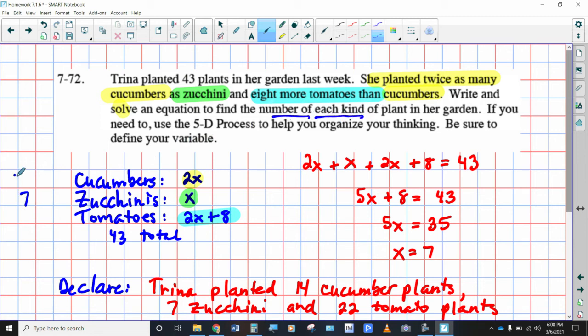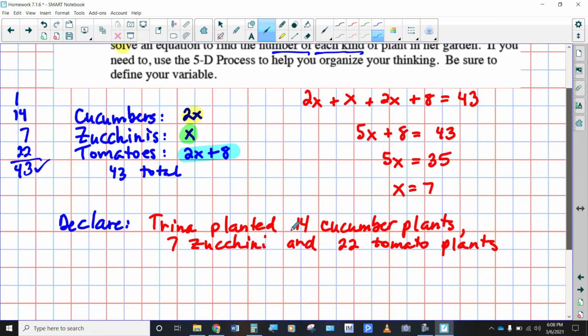So if that's 7, this is 14, and this must be 8 more than 14, which is 22. So when we add them all together, they're supposed to equal 43. So 11, 12, 13, carry the 1. That is it. So we can declare Trina planted 14 cucumber plants, 7 zucchini, and 22 tomato plants.